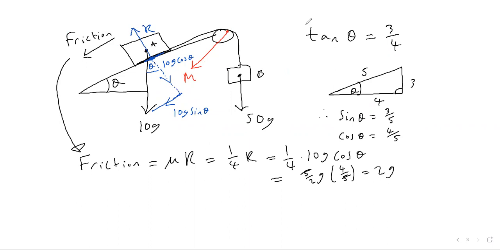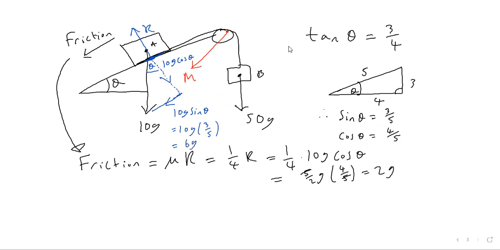Now we know that sine theta is 3/5, as we saw over there. So this is going to be 10g times 3/5. Sorry, my bad, 3/5 is sine. So 3/5 of 10 is going to give you 6, so 6g.